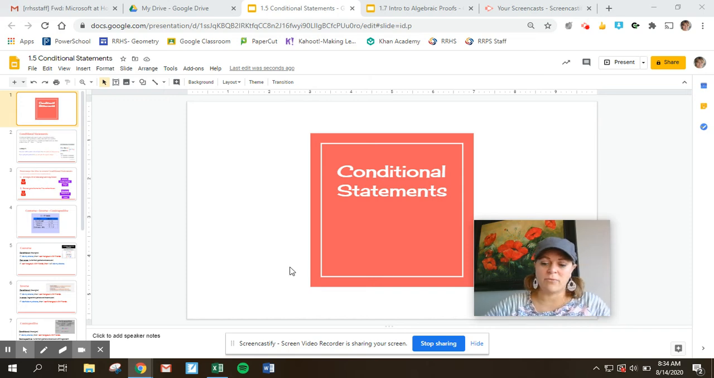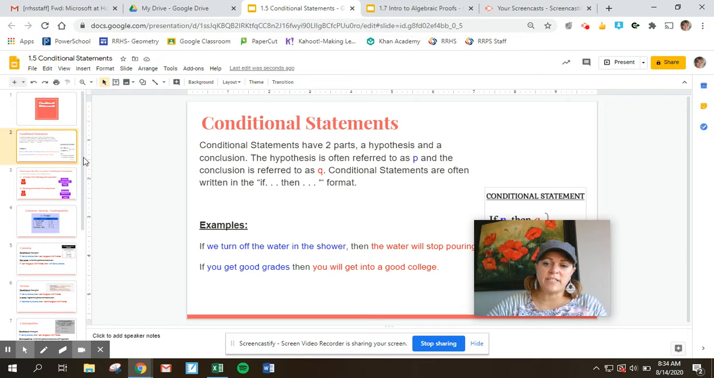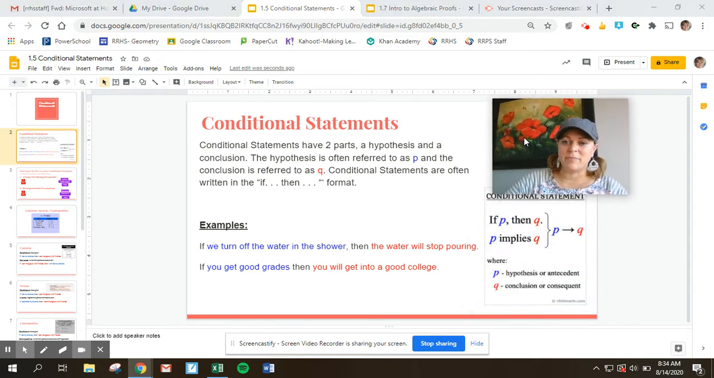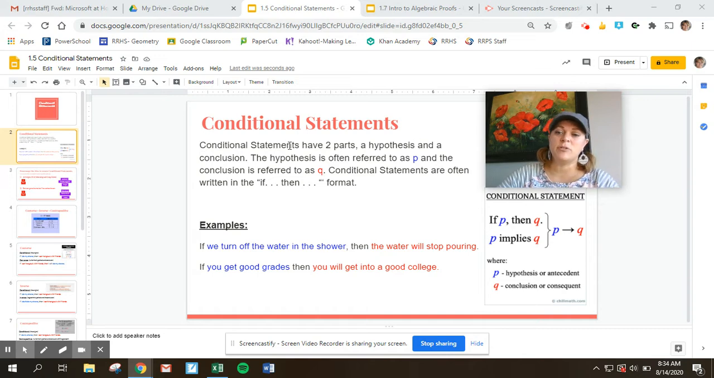Conditional statements are what we're going to talk about today. So a conditional statement is just that. It's a statement that has conditions. And it says it has two parts. So there's a hypothesis and a conclusion.